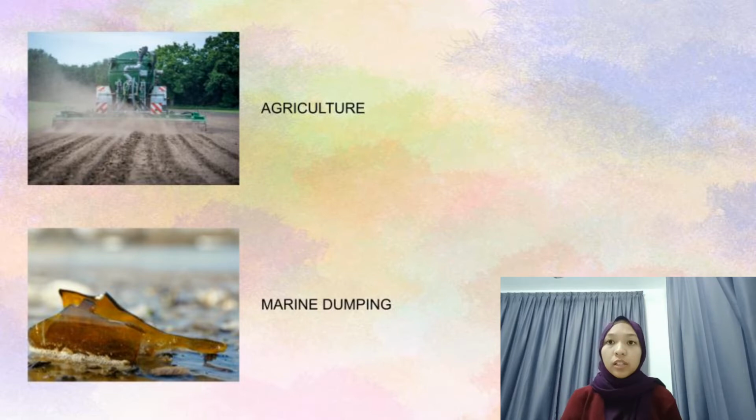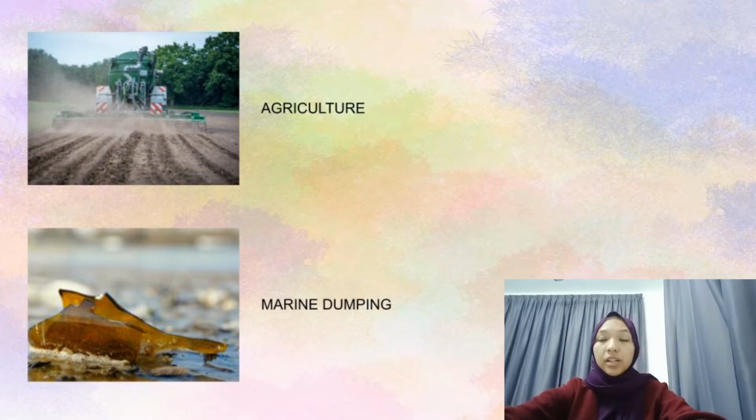Regarding aquaculture, pollution is directly in the water, as excess food and fertilizer are causing eutrophication. And marine dumping. Every day, garbage such as plastic, glass, paper, aluminium, food, and rubber are deposited in the sea. These items take weeks to hundreds of years to decompose.